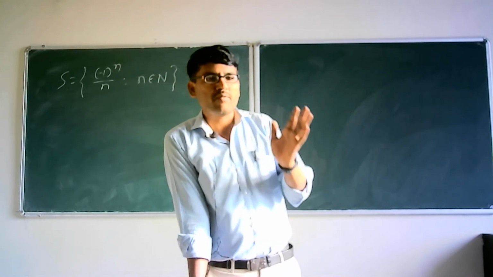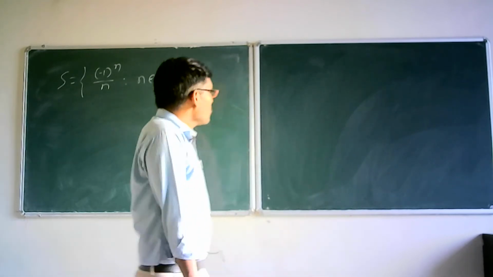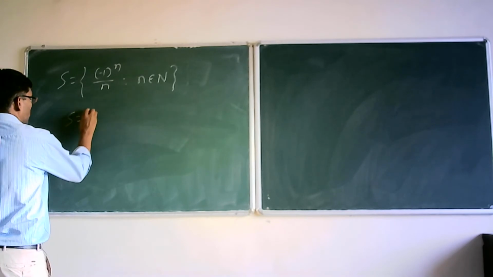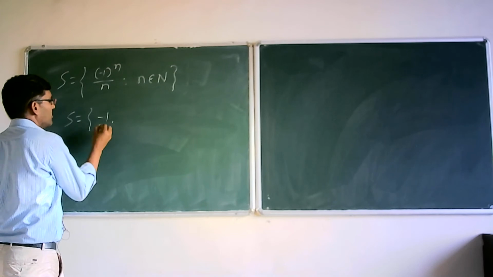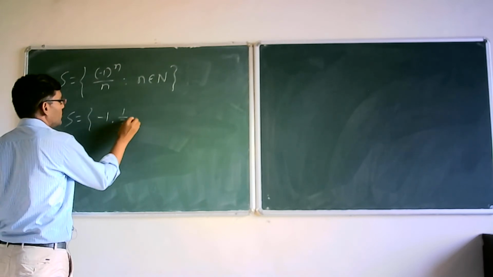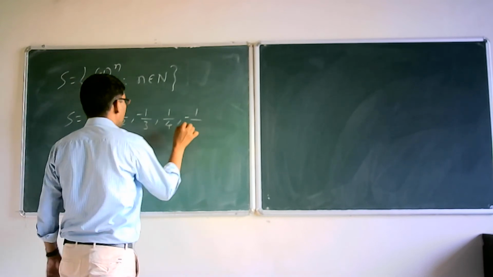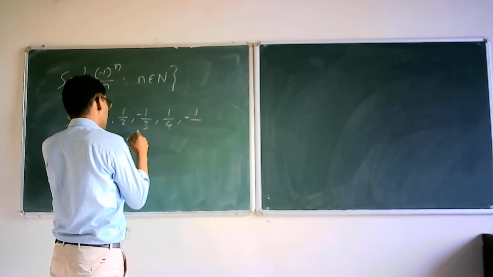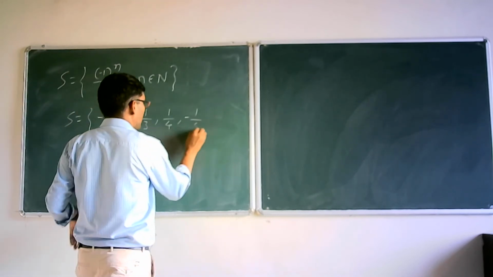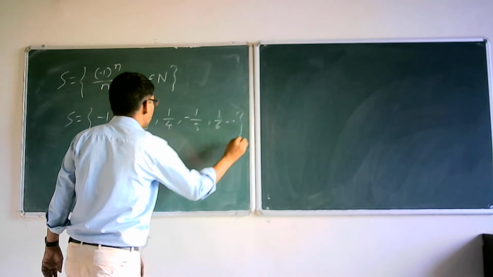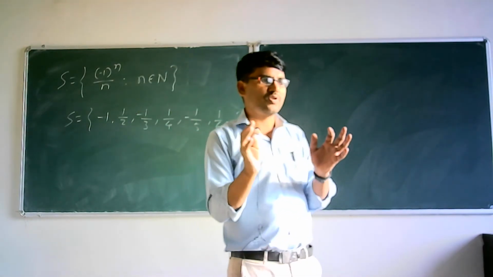Once you identify the upper bound and lower bound, then you can easily guess the supremum and infimum of this set. So first of all, let us write some elements of this set. If you take n equal to 1, then it is equal to minus 1. If you take n equal to 2, then it is 1 by 2, minus 1 by 3, 1 by 4, minus 1 by 5, 1 by 6 and so on. So if you observe, there is a combination of positive numbers and negative numbers.